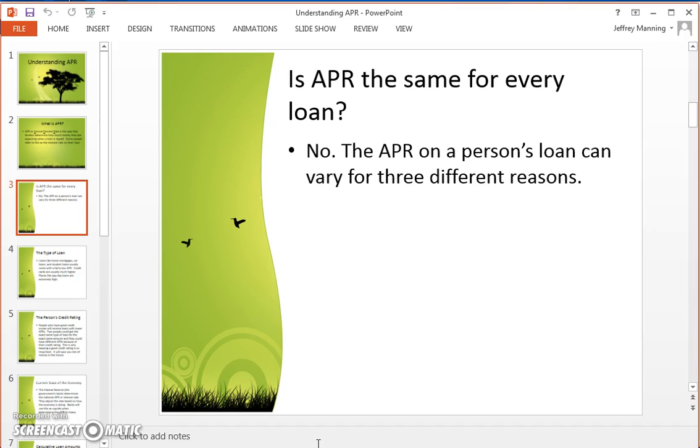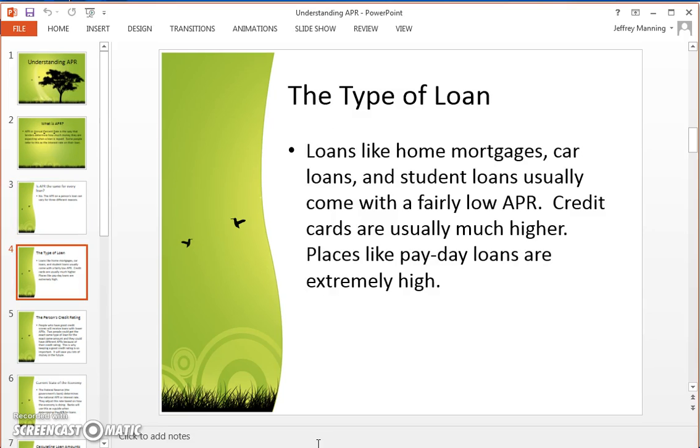Okay, so is the APR the same on every loan? Well, I basically just answered that. The answer is no. Everybody receives a different APR for different reasons, depending on their credit score and depending on the type of loan they are receiving. Okay, so the type of loan. Loans like home mortgages, car loans, and student loans usually come with a fairly low APR. Let's talk about why that is.